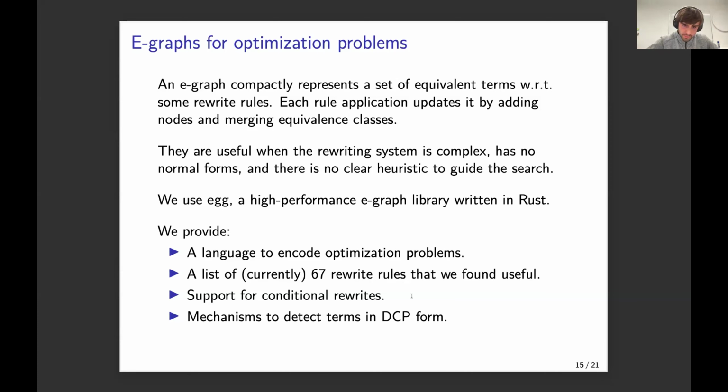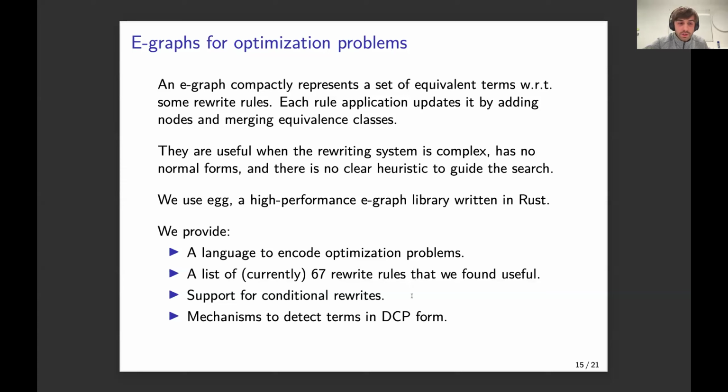And it's particularly useful when your rewriting task is not really a simplification step. So, for instance, in what we showed, there's no clear normal form. There's no clear notion of I am more DCP than this other term. So in this particular type of problem, that's when something like an e-graph-based rewrite system is useful.